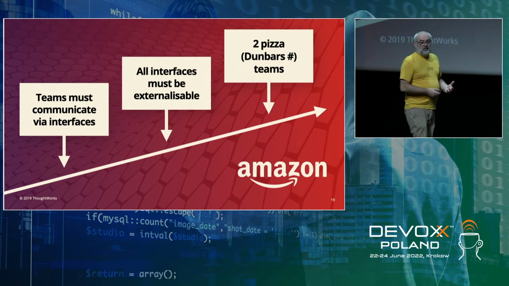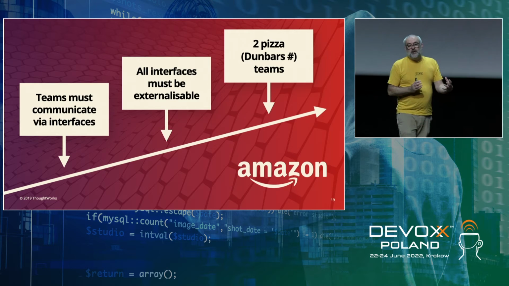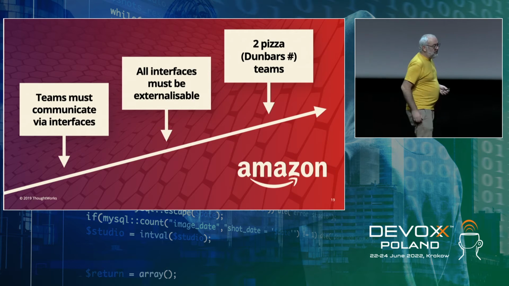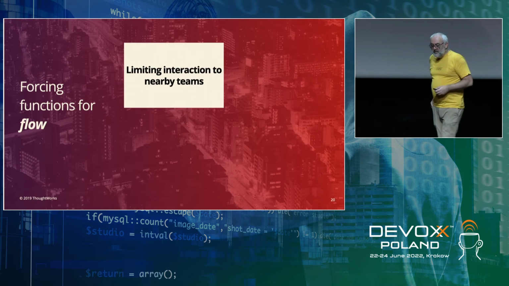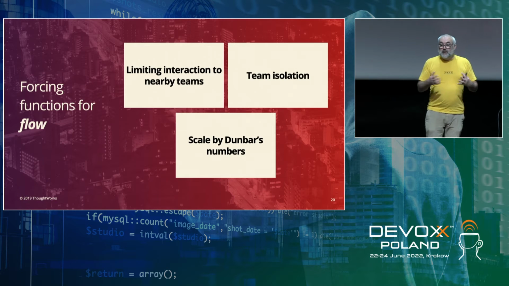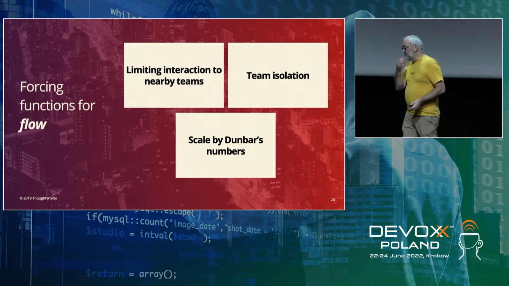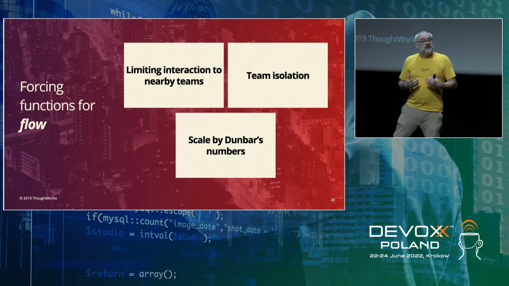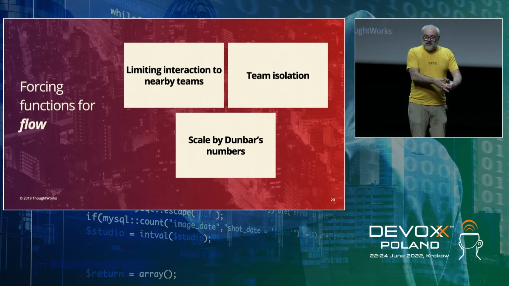But these are forcing functions to enable Amazon's teams to work together at a distance, decoupled from one another, and to provide cohesive services as part of those teams. And this idea of two pizza teams. As I say, these are, in my mind, forcing functions for the software architecture to improve flow, limiting interaction to nearby teams, team isolation, and then scaling by this idea of Dunbar's number. So limit smaller teams. I'm not saying it's 5 people. It might be 20 people, 15 people, whatever. And then in units of that. And by doing that, they've created this behemoth, this thing that is growing faster than, by claim, it should be.